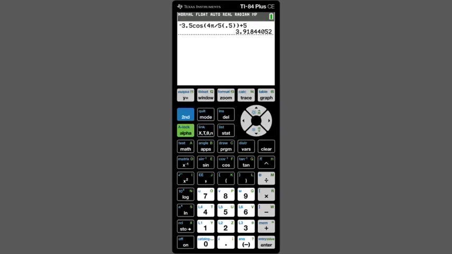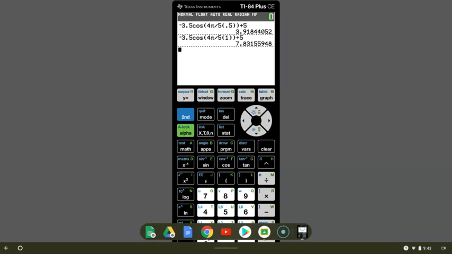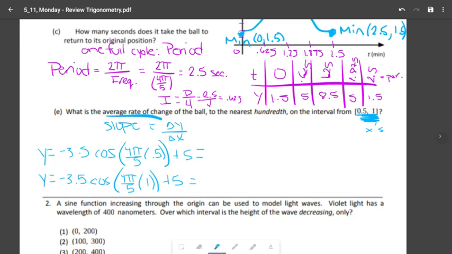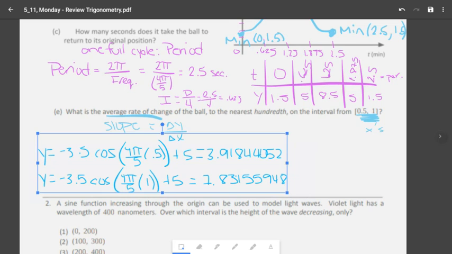And then we'll type in the same thing, but make it a 1 that we are plugging in. And we get a y of 7.83, yada, yada. Now, do not round yet. Remember, no rounding until you are done with the problem. So here were our answers from the calculator. I'm going to make it smaller so I can keep working.